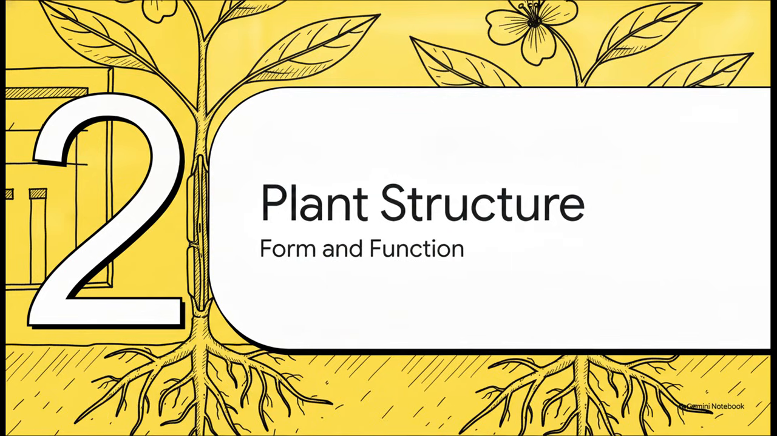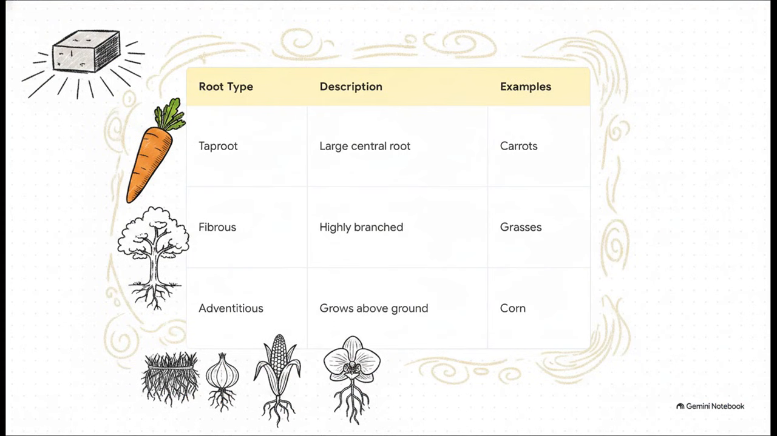And that brings us to Section 2, plant structure and function. Like any good architectural tour, we have to start our analysis from the ground up. Because every great building needs a rock-solid foundation, right? For plants, that foundation is the root system. Now, there are three main types of roots we really need to know.